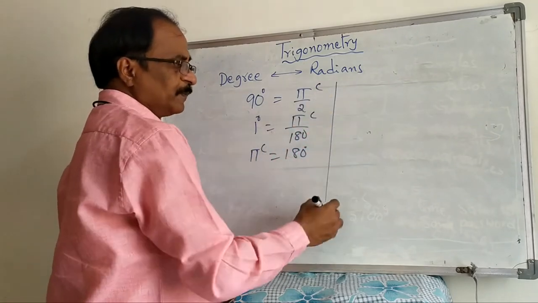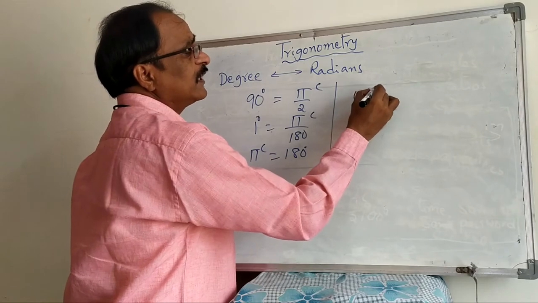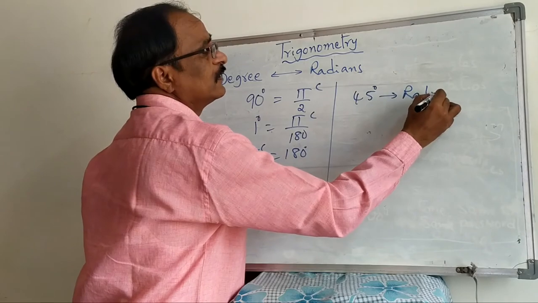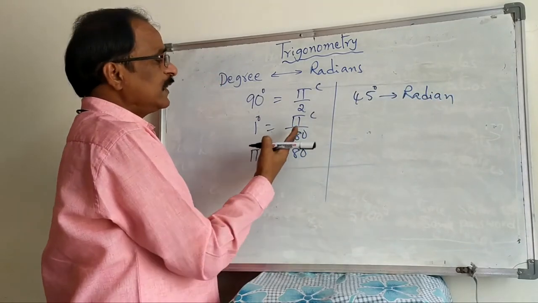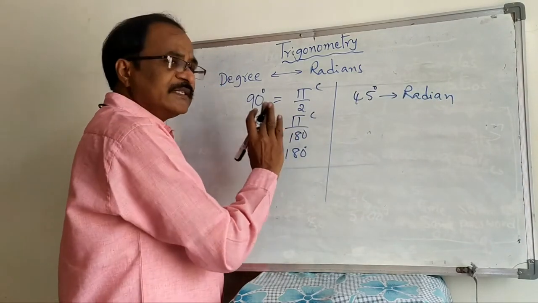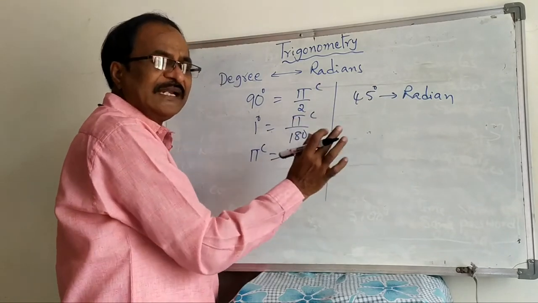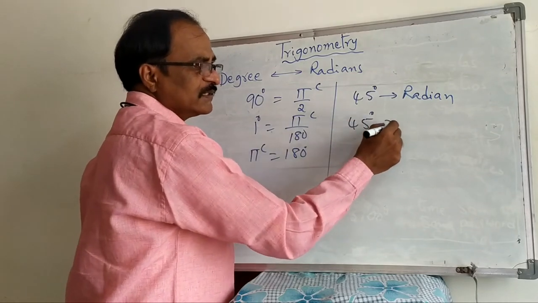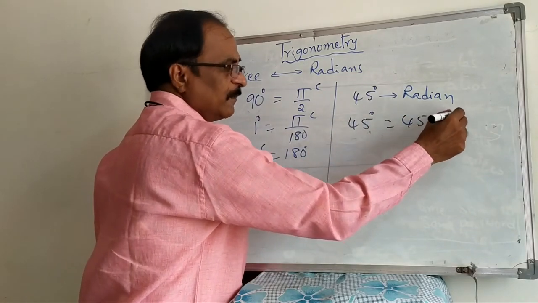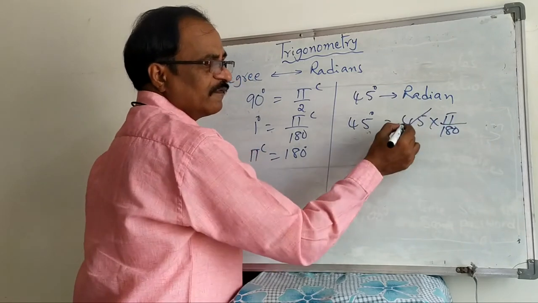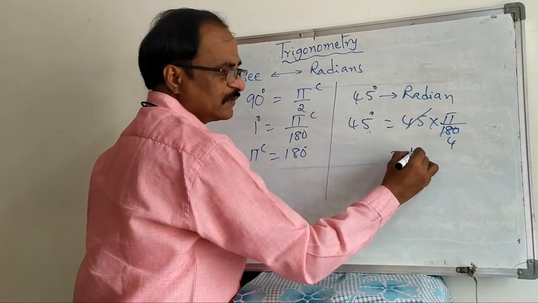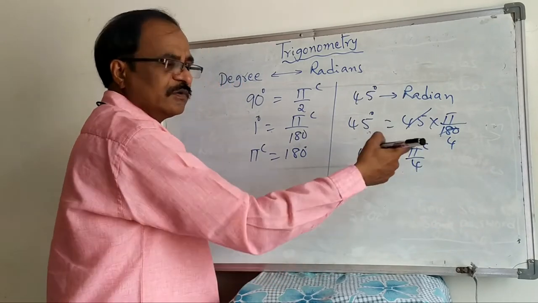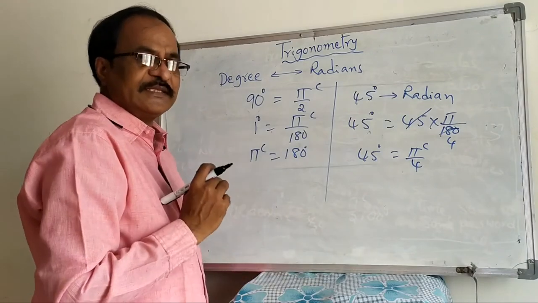For example, we have to convert 45 degrees to radians. How to convert this? We know that 1 degree is equal to pi by 180 radians. Simply multiply the given angle with pi by 180. So 45 degrees is equal to 45 into pi by 180. 45 ones are 45, 45 fours are 180. That is equal to pi by 4 radians. So 45 degrees is equal to pi by 4 radians.